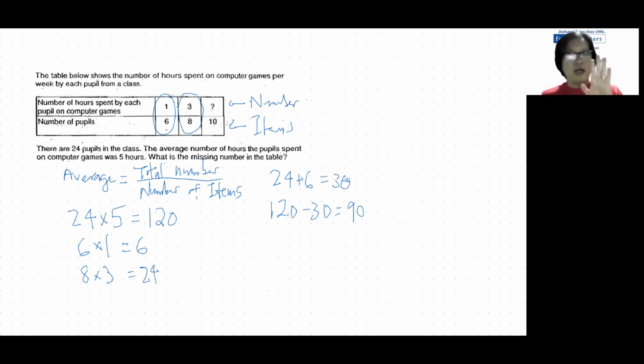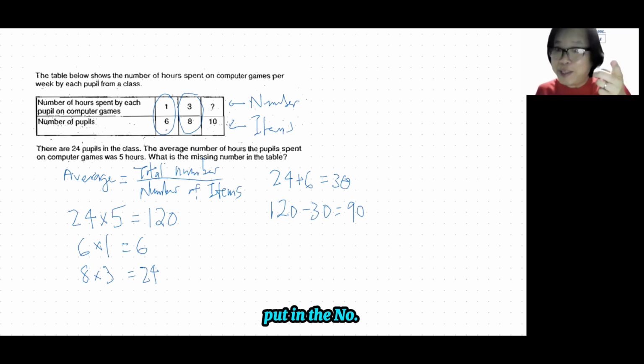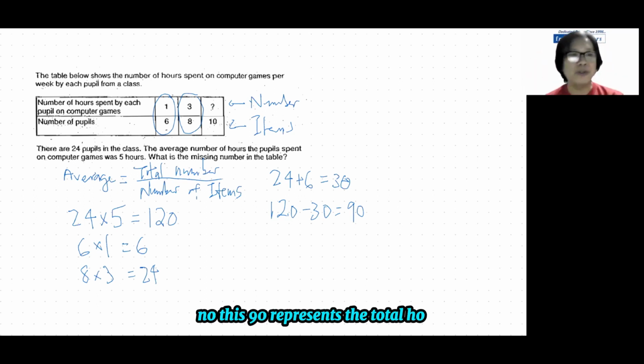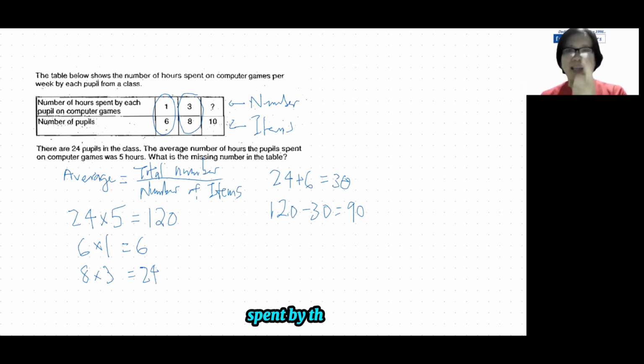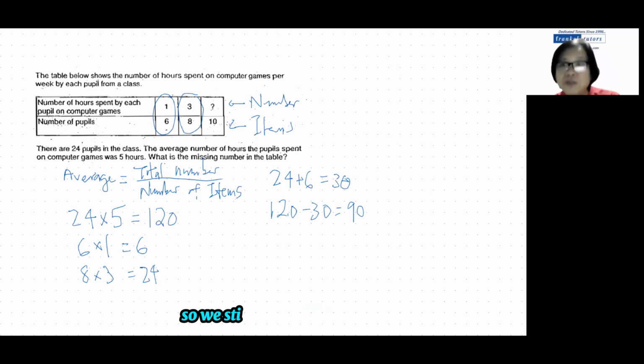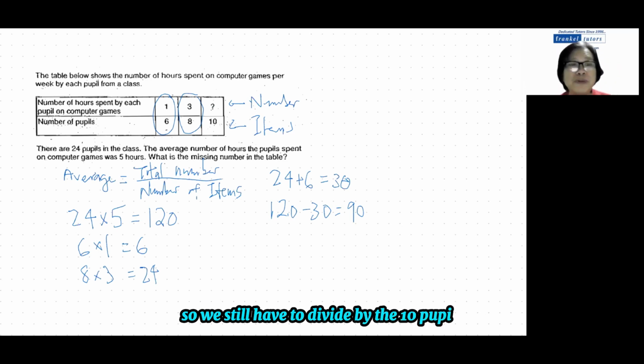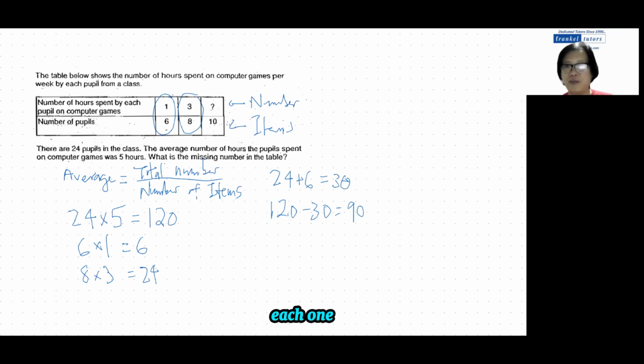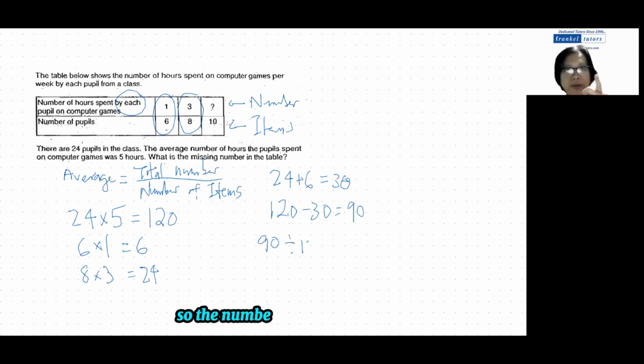And that's where a lot of students make their mistake. They didn't read the question carefully and they put in the number 90. No, this 90 represents the total hours spent by those 10 pupils. So we still have to divide by the 10 pupils so that you can see the number of hours spent by each pupil. So in this case, 90 divided by 10 gives us 9. So the number that is missing on the table is 9.